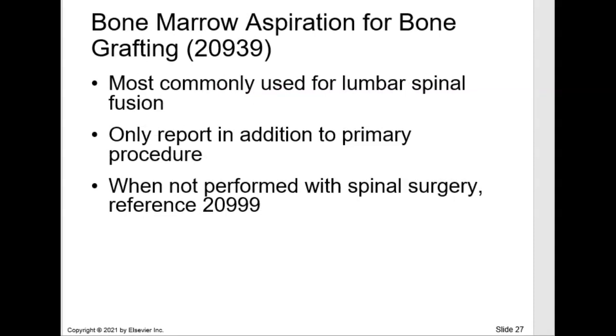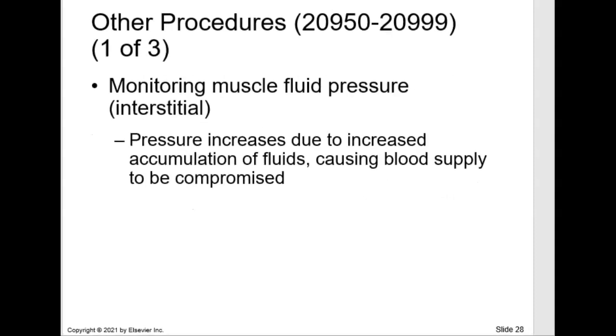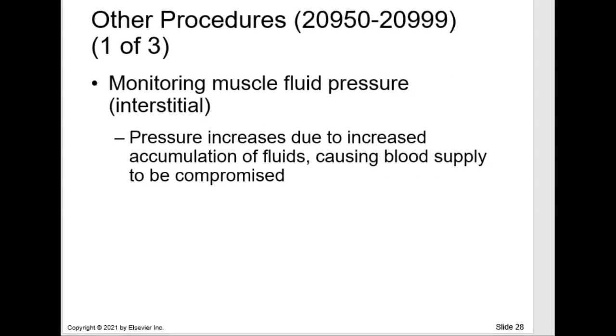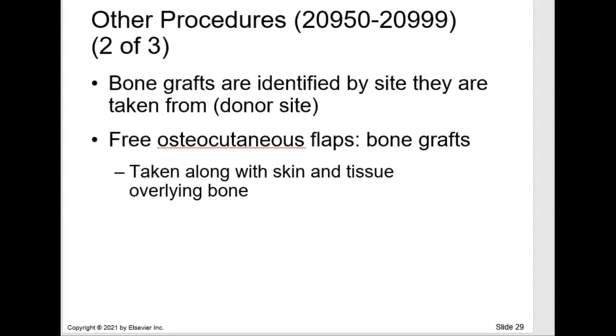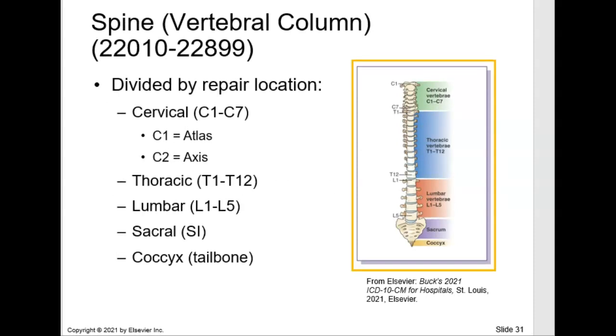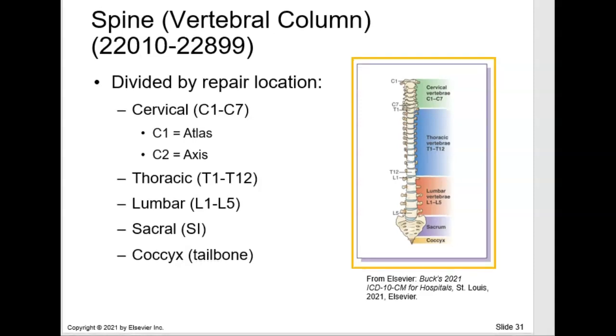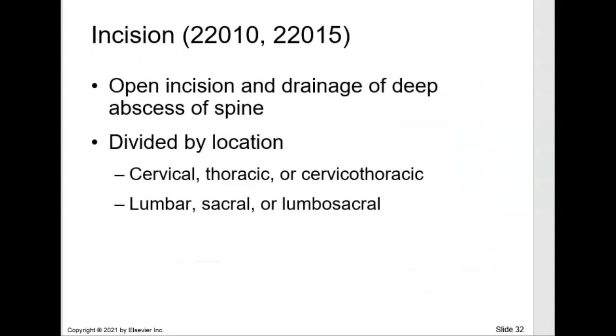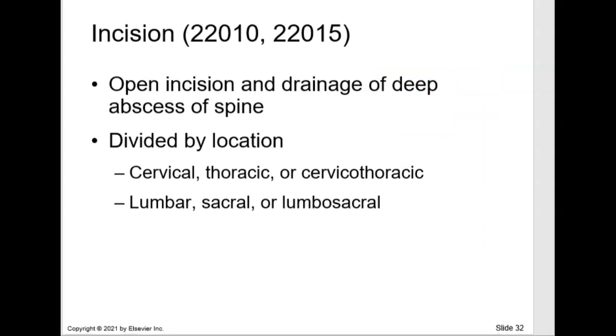Okay, with this bone marrow aspiration, it's used for lumbar spinal fusion. Report in addition to the primary procedure. You can just read through these. There isn't anything I really want to touch base on here. Repair is by location for the spine. You're going to start with cervical, then thoracic, then lumbar, sacral, down to the coccyx. Open incision and drainage of deep abscess of spine. Once again, that's divided by location.